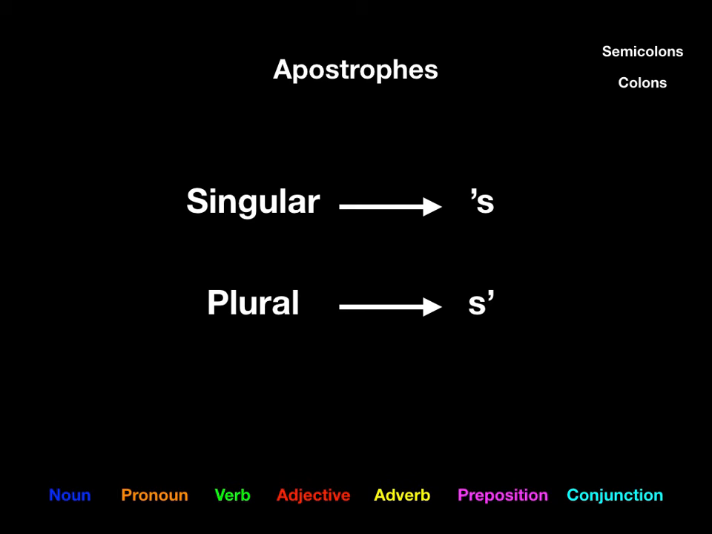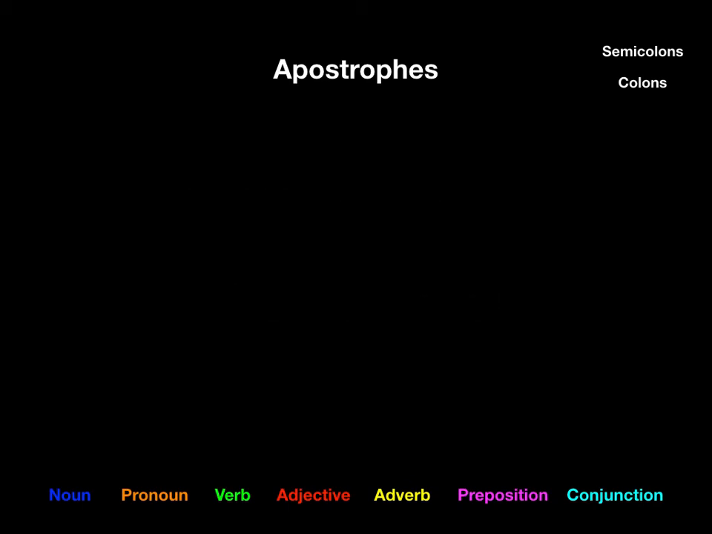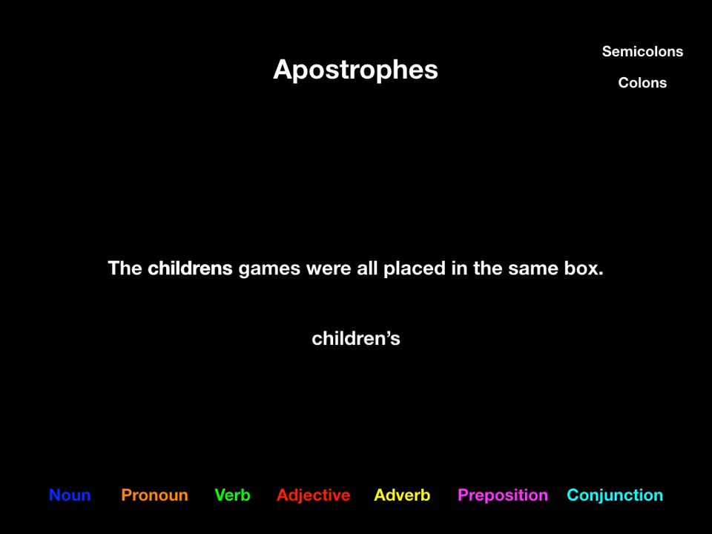Let's look at another example sentence that uses apostrophes. The children's games were all placed in the same box. Within this sentence, you'll note the word children's. We now need to decide whether this adjective, which is expressing ownership of the games, should have an apostrophe S or S apostrophe.